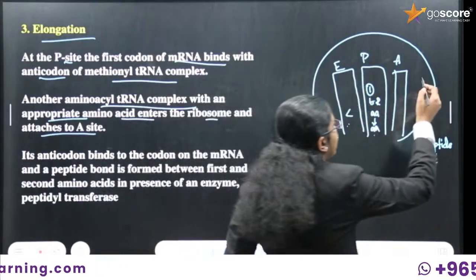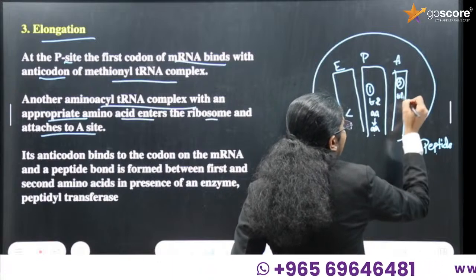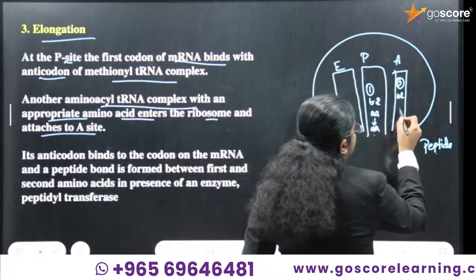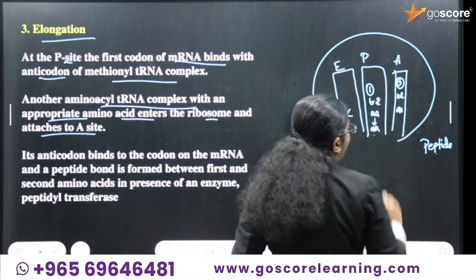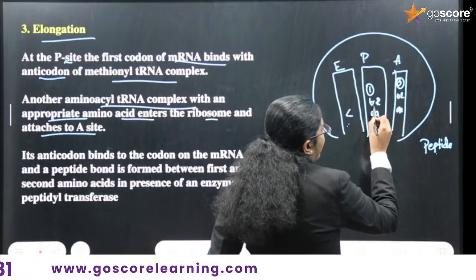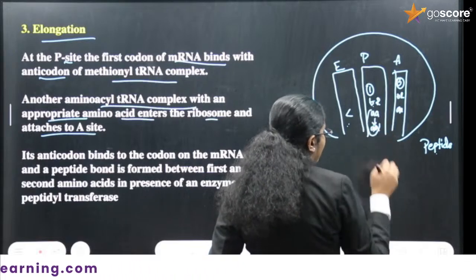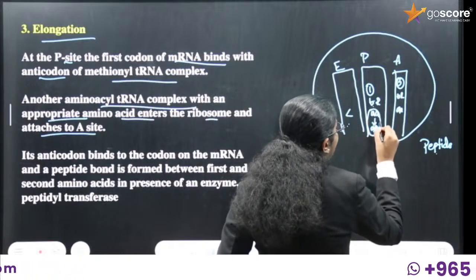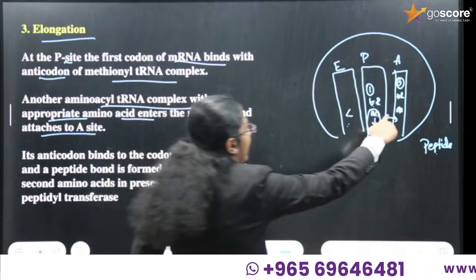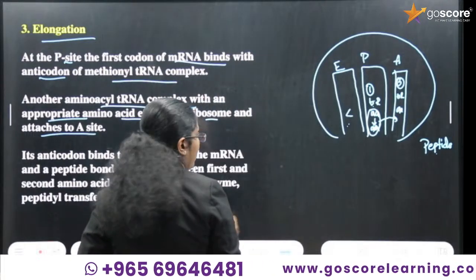Another amino acid comes here. The third amino acid, the third tRNA, will be coming here. So what happens here? The third tRNA with the third amino acid is present now. After reaching here, this has two tRNA molecules, right? Both the amino acids will be transferred to this tRNA. So three amino acids will be attached together.